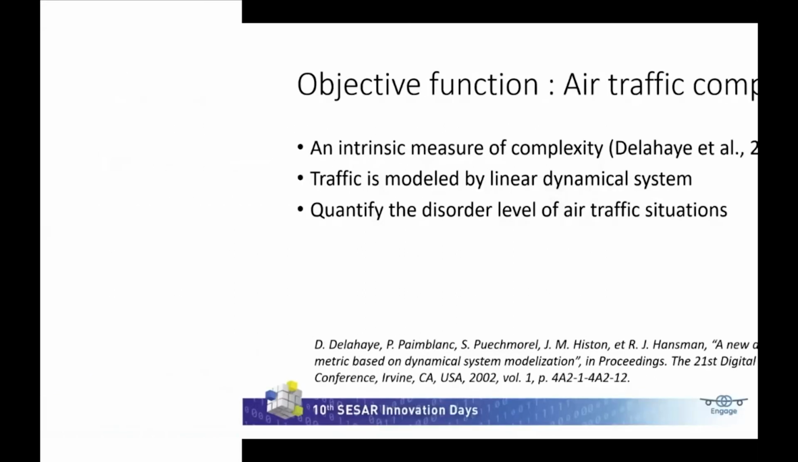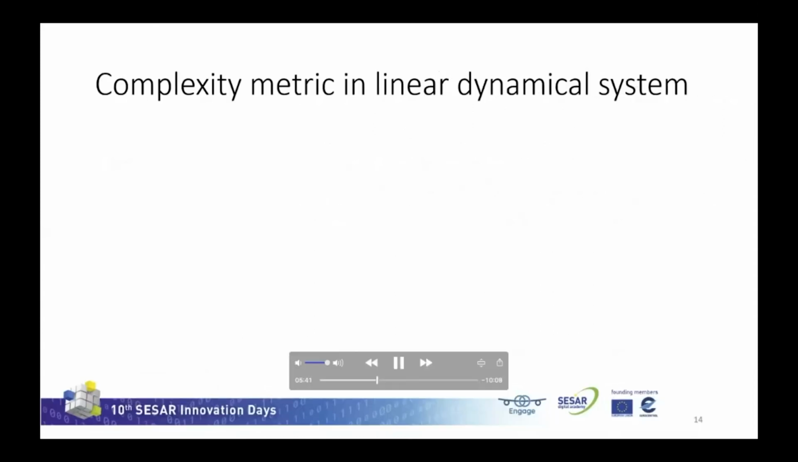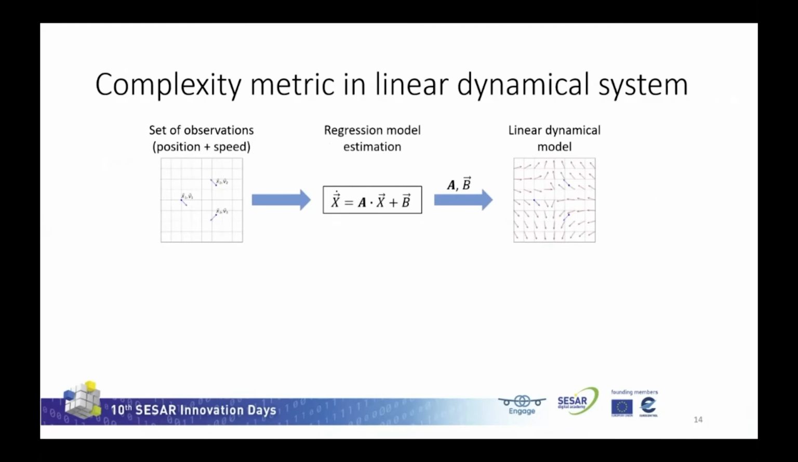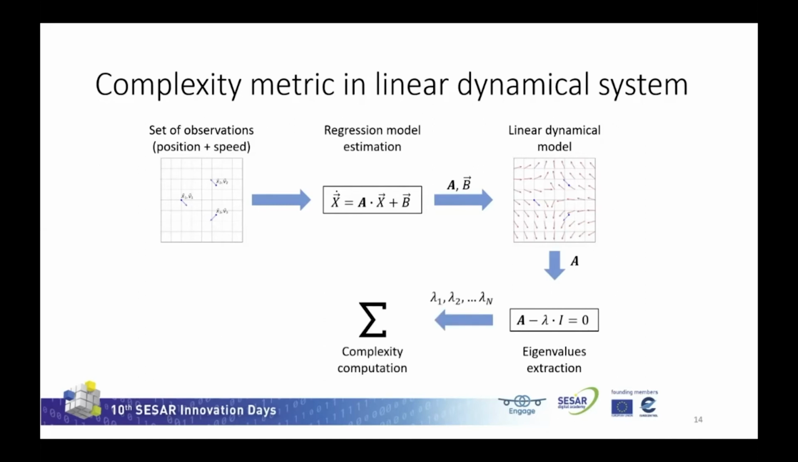To build the complexity metric in the linear dynamical system, we prepare the state of position and speed observations at instants of time. And we determine a linear dynamical model which best fits the observations using linear least squares estimation. So we have got the matrix A and vector B to create this linear model. And we use the matrix A to extract the eigenvalues of the system. The eigenvalues are used to calculate the complexity. And finally, we got the complexity metric.